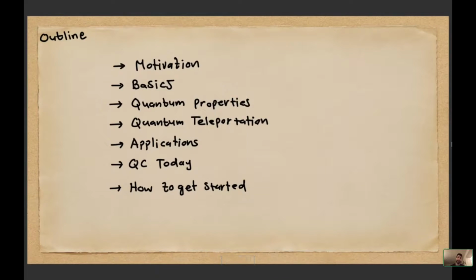So for the outline, I'm going to first motivate the area of quantum computing, talk about some of the basics of quantum information, talk about some of the quantum properties which are important for quantum computing and the reasons we really care about this area, give a homework problem of quantum teleportation, discuss some applications of the area, talk about where quantum computing is today, and where you guys can go for more resources if you'd like to get started learning about this after the workshop.